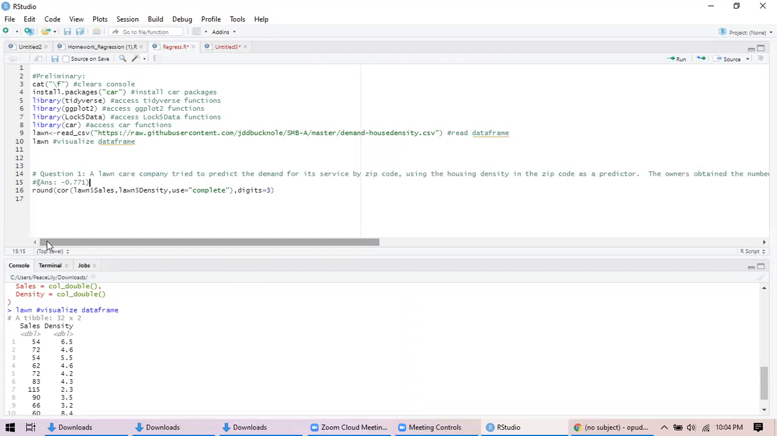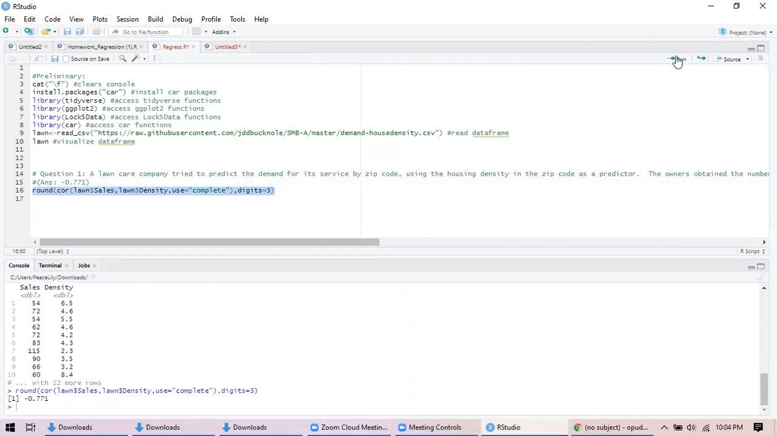So if you do line 16, try to run that one. Yeah, let's run that. Okay, so that's what I got. And so what is correlation? Correlation is like you're comparing two numeric variables, right? And these two are the sales of this lawn care company, and then the lawn density, right?